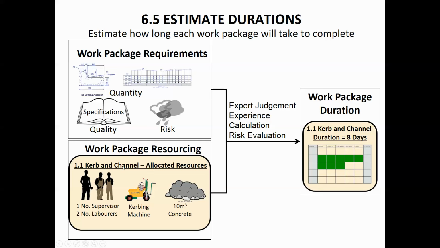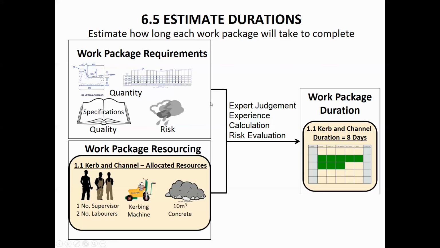And also the resourcing. What are the resources we have allocated for this thing? Obviously, if you've got more labourers or more supervisors involved, or you've got 2 curbing machines, it's going to take less time. Now, materials, the materials are the materials. So, you know, this particular work package requires 10 cubic meters of concrete, and you're not going to achieve anything by having 12 cubic meters of concrete, because 2 cubic meters is going to get thrown away.